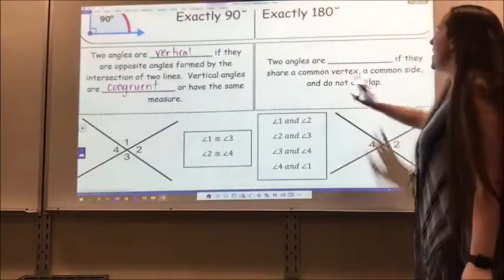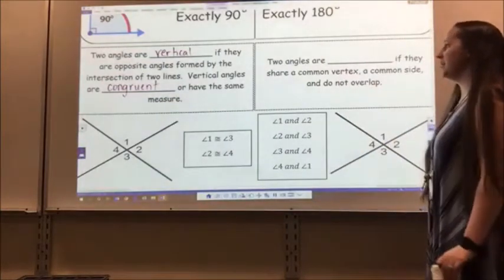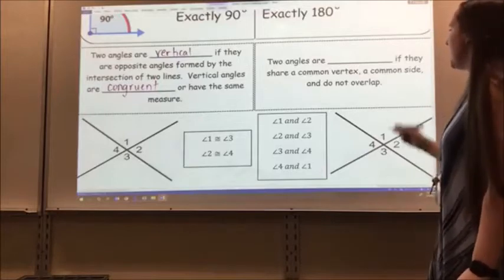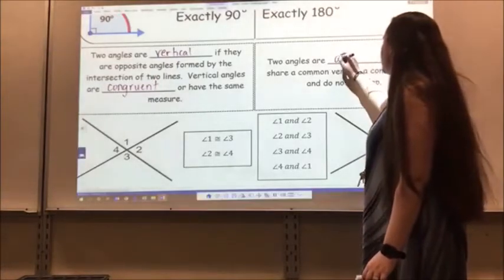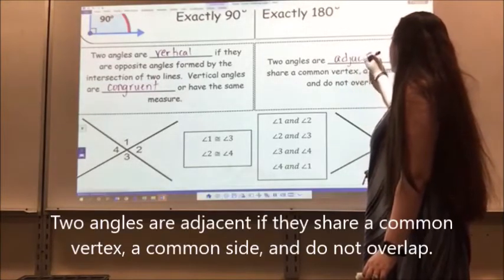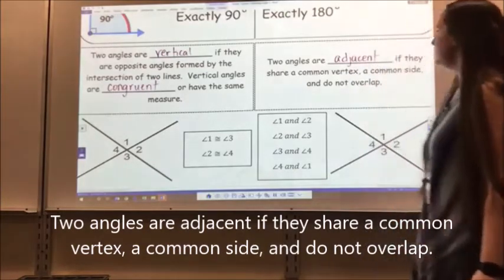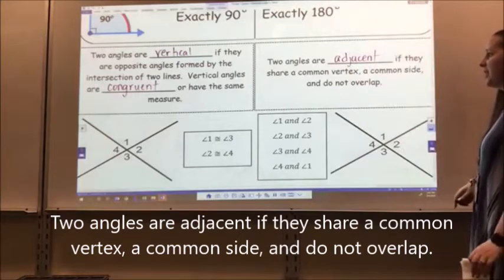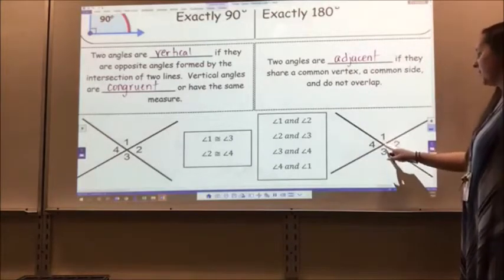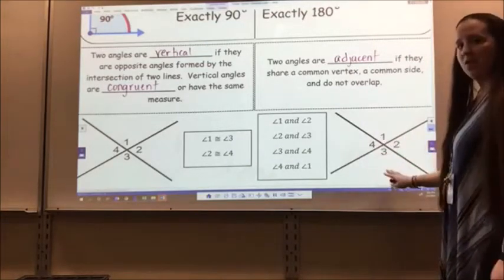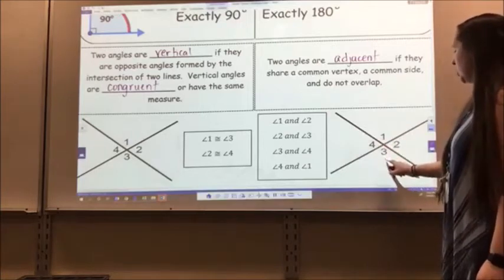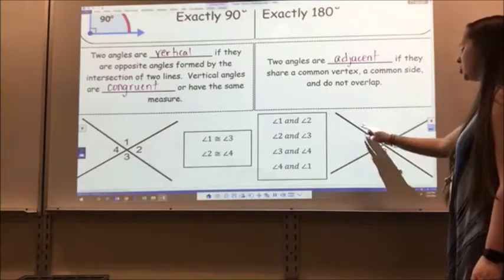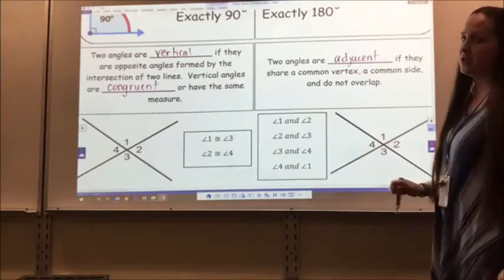Okay? 2 angles are blank if they share a common vertex, a common side, and do not overlap. In that blank, you're going to write adjacent. Two angles are adjacent if they share a common vertex, a common side, and do not overlap. So for example, I have the same sort of angle here. 1 and 3 were vertical, well 1 and 2 are adjacent. You can also see that they form a straight line, which is 180 degrees.